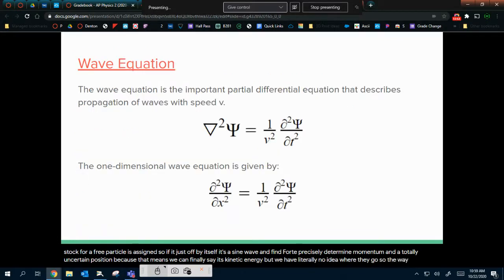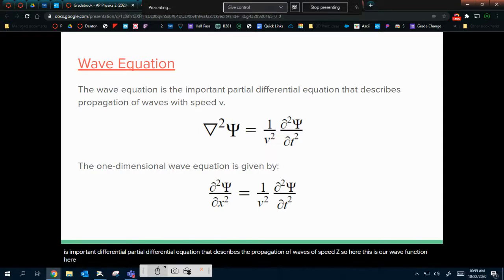So the wave equation is an important partial differential equation that describes the propagation of waves with speed v. Here, this is our wave function. And this upside down triangle is not a mistake. It's not a delta. It's called the gradient symbol. It's not a Greek letter, actually.